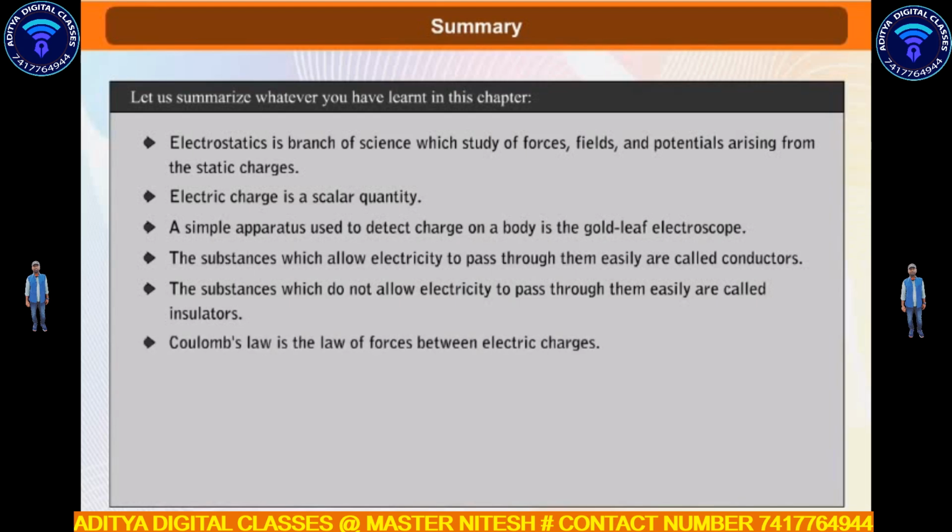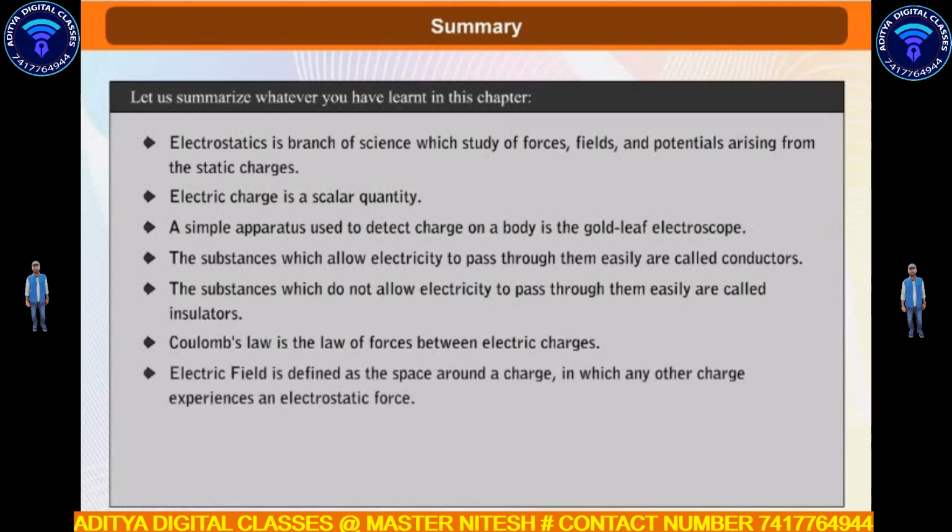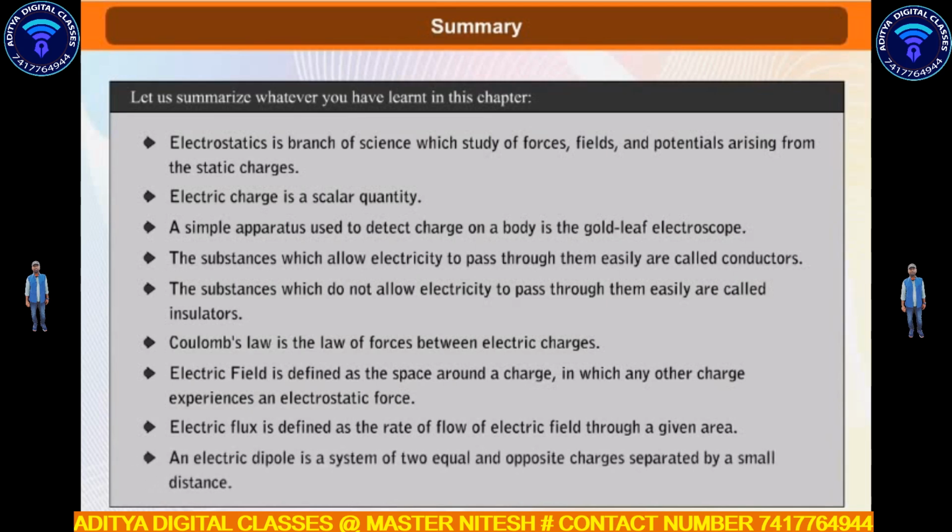Coulomb's law is the law of forces between electric charges. Electric field is defined as the space around a charge in which any other charge experiences an electrostatic force. Electric flux is defined as the rate of flow of electric field through a given area. An electric dipole is a system of two equal and opposite charges separated by a small distance.